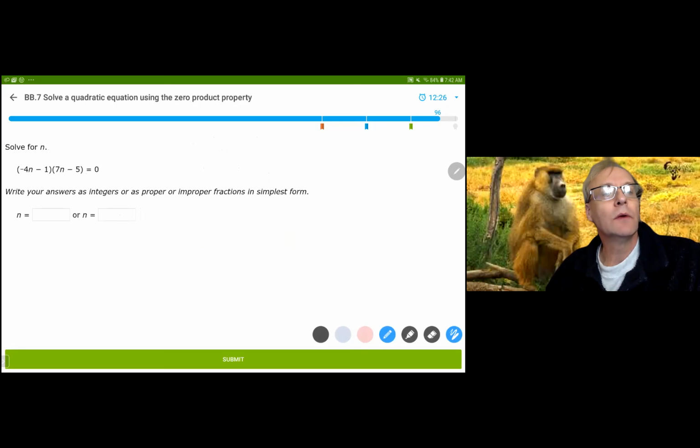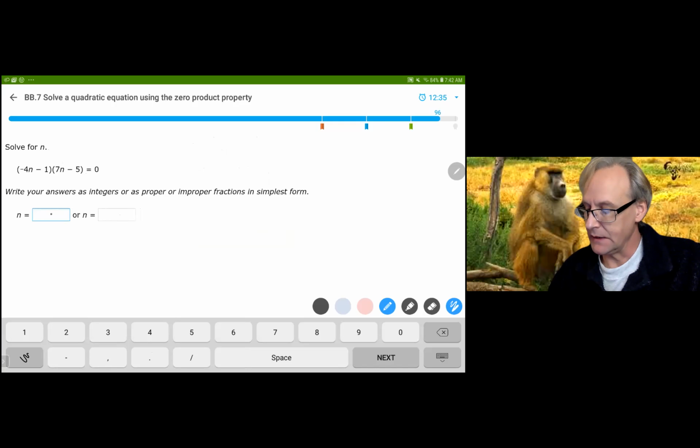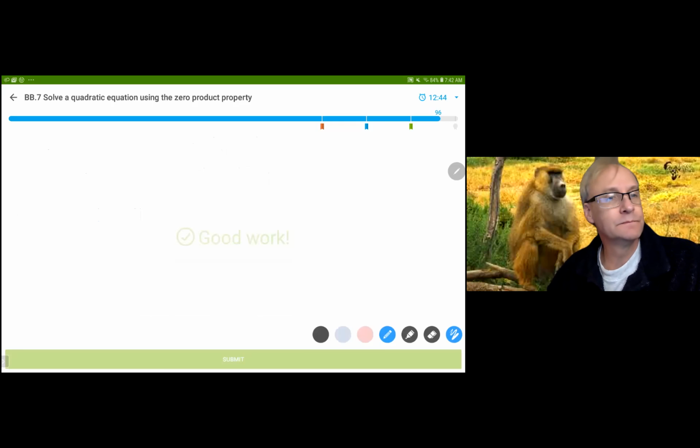And we end up with negative 1/4 this time. See, that's going to be plus 1 on both sides and then divide by a negative 4. So I'm going to end up with a negative 1 over 4. And in the second one, we add the 5 and divide by 7. And we're done.